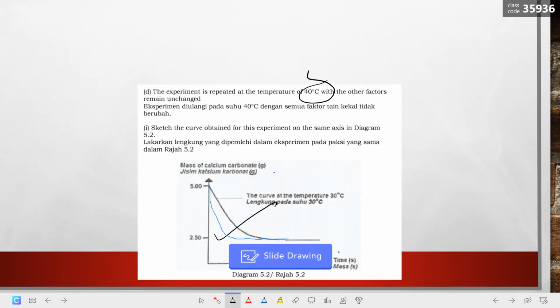What is missing in this graph? What is missing in his own graph? What is not there? The label, sir. The label, no marks. Okay, they're very particular. So no label, no marks. Siddharth, put there 40 degrees Celsius. Okay, correct. All right, good job.